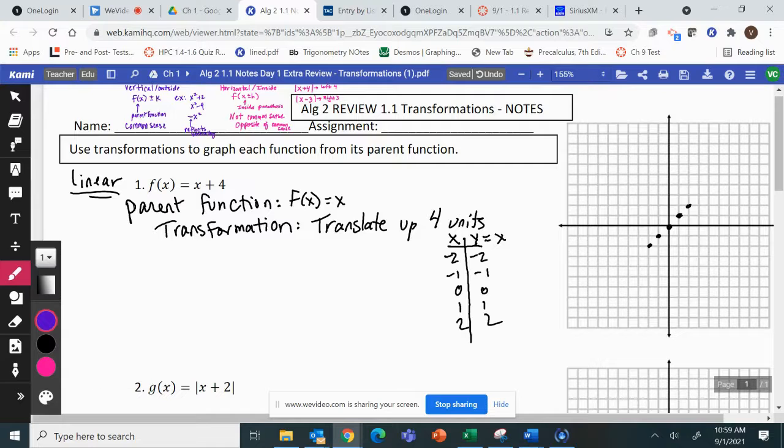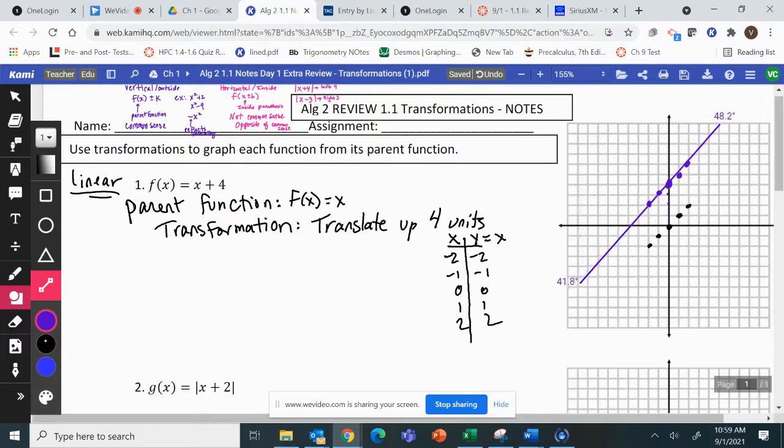To do f of x plus 4, we need to go up 4 units. So we got 2 options. We can literally count every point and go 1, 2, 3, 4 and put a new dot. Every point up 4 units. That's one of our options. We know it's supposed to be a line because we already determined it was linear. So when I connect it, I make sure it looks like a line. So that's one option of getting those points, just plotting them up 4.